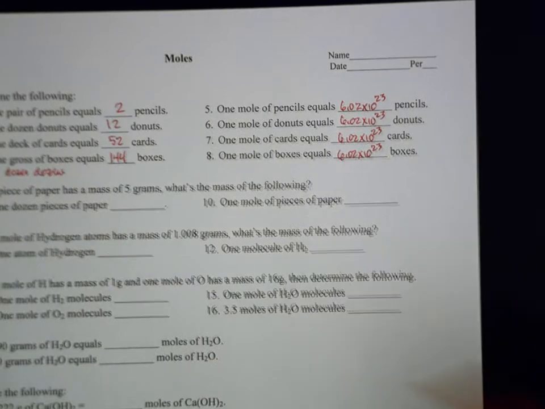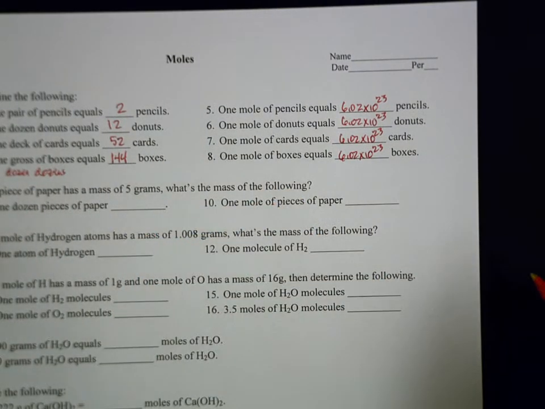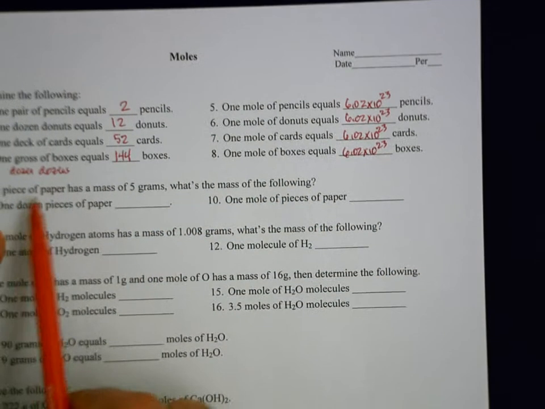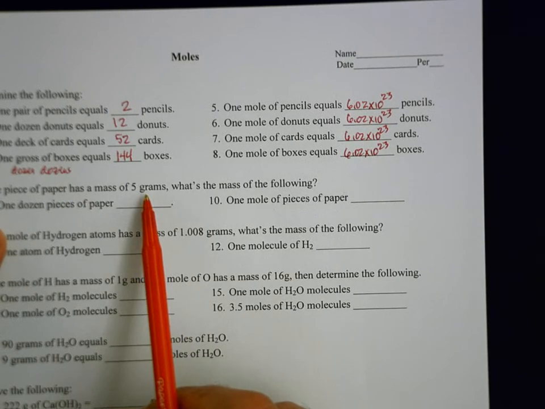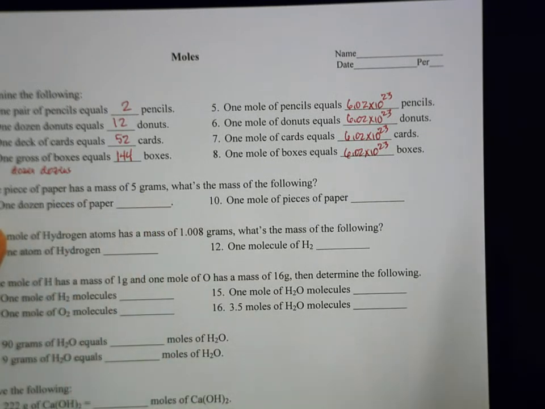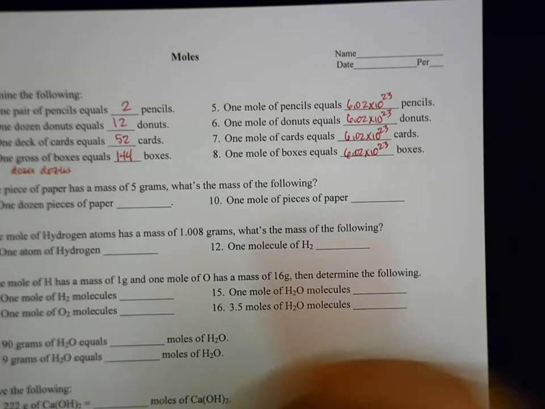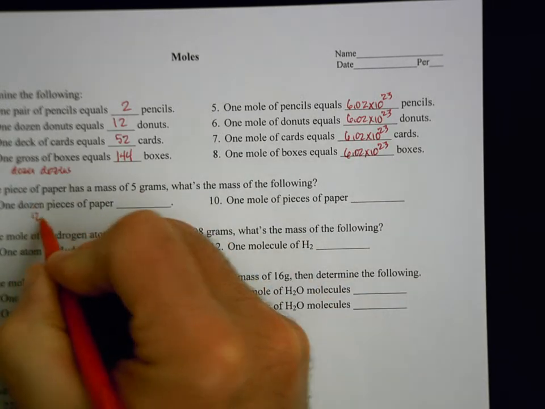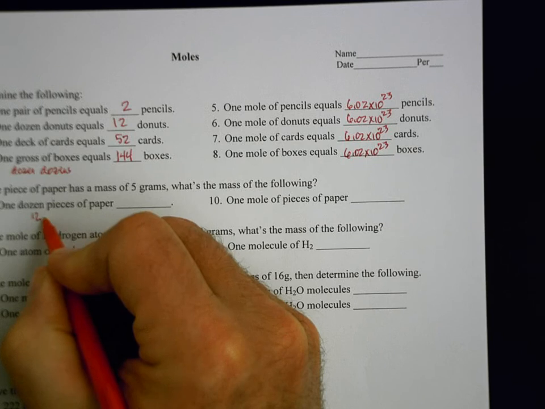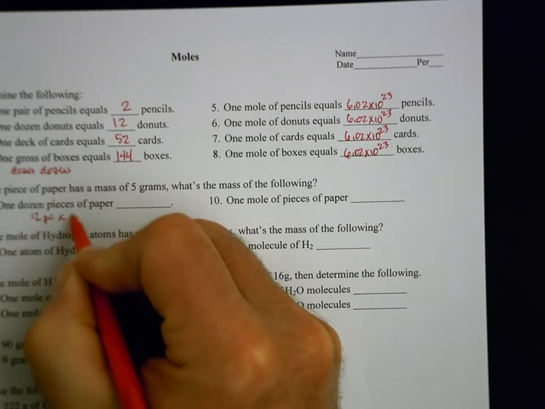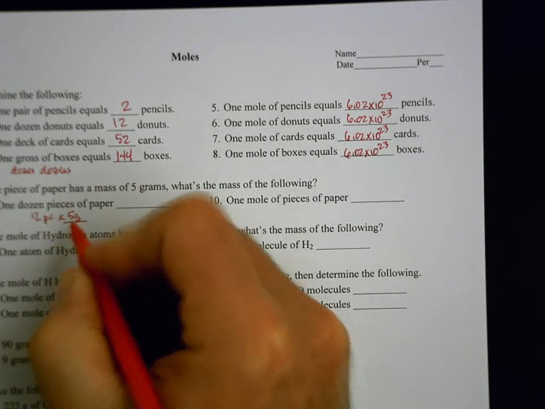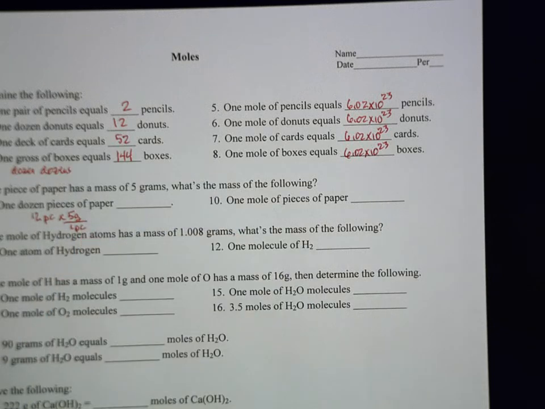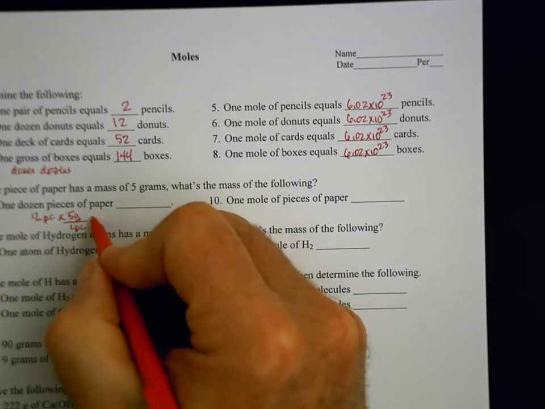Okay, a dozen pieces of paper, of course, is 12 pieces of paper, but here is, if one piece of paper has a mass of 5 grams, what would be the mass of a dozen pieces of paper? 60, right, and how did you get the 60? You multiplied, that's right. You took your 12 pieces, and we went 5 grams per piece, and we got our 60 grams.